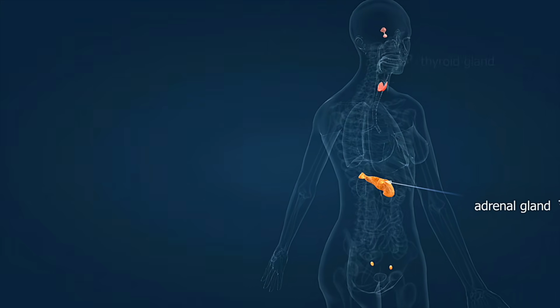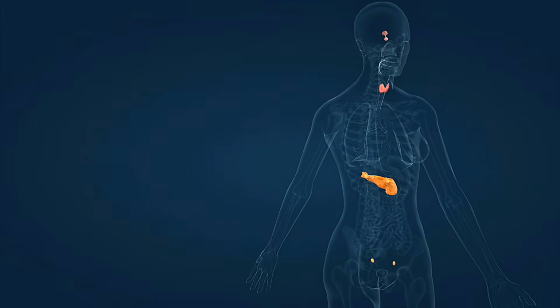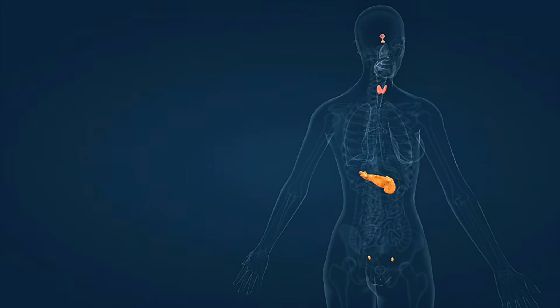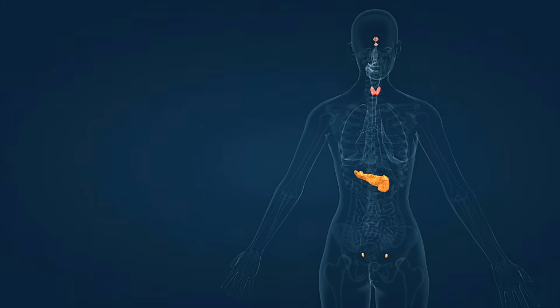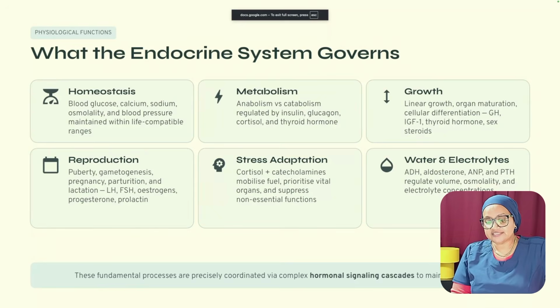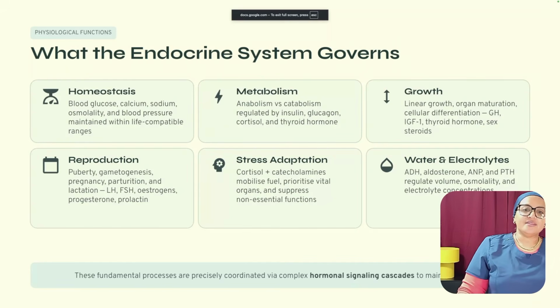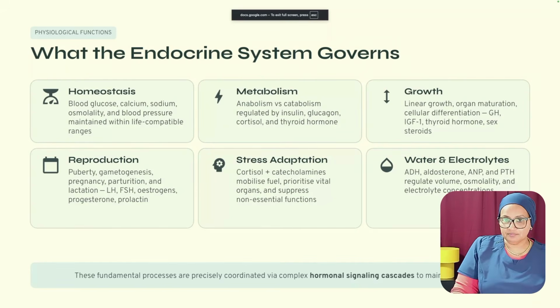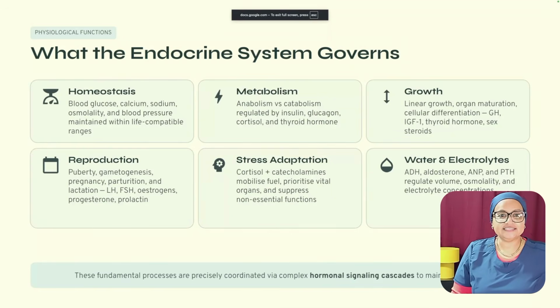Now, after knowing all these key points about endocrinology, we need to understand what the purpose of having this system is. What is it? Okay, there is a purpose. Any system, whether it's an inanimate system or a biological system, has a purpose. So what does the endocrine system govern? It governs these major survival mechanisms.